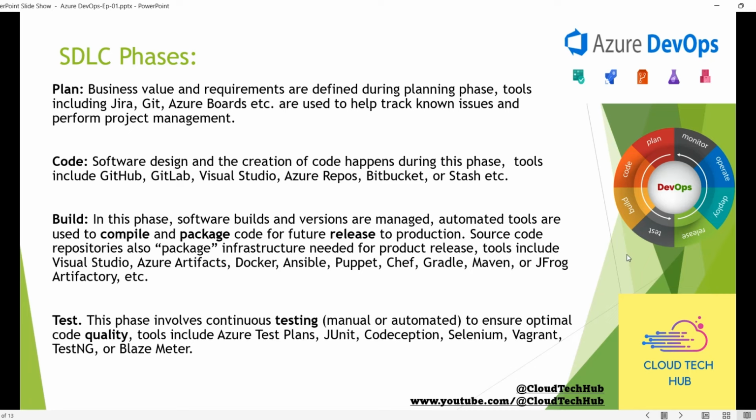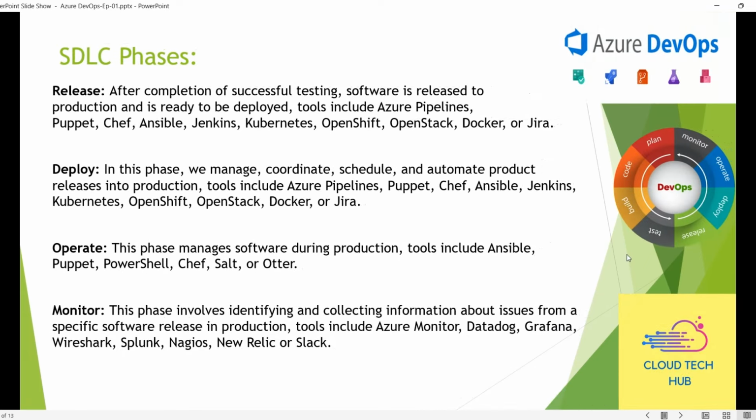In the fourth phase of the SDLC, testing happens. In this phase, continuous testing happens, either manual or automated, to ensure optimal code quality that meets the customer requirements. Various tools are used for testing, such as Azure Test Plans, Codeception, Selenium, Vagrant, and so on. In the fifth phase of the SDLC, release happens. After completion of successful testing, software is released to production and is ready for deployment.